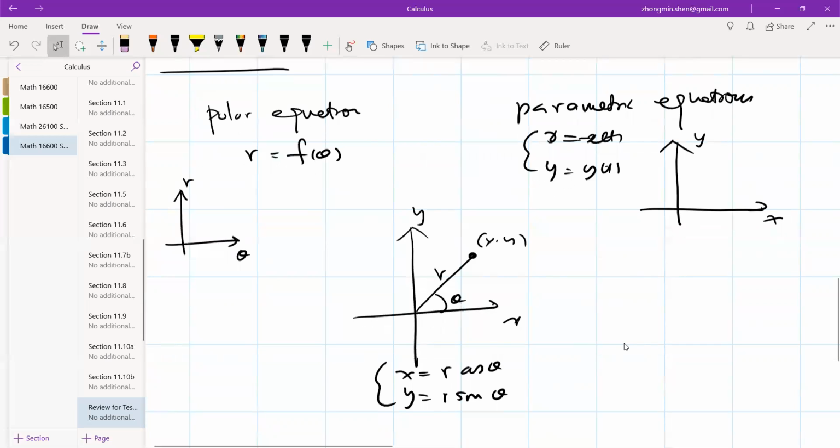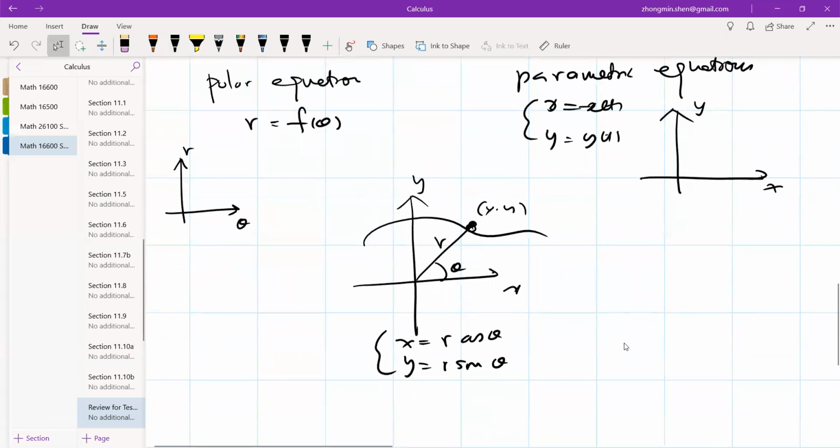If you have a curve, a curve can be described by this: when theta changes, the r changes, gets longer or shorter. So r is a function of theta. So you can use the relation between r and theta to describe the curve in the xy plane. Once you are given a polar equation for the curve in the xy plane, then you can get parametric equations.